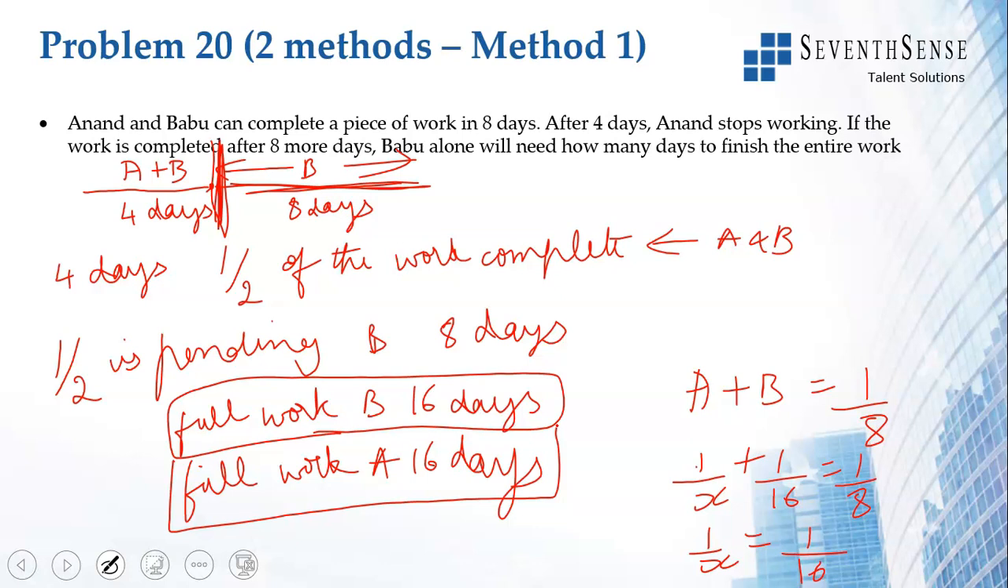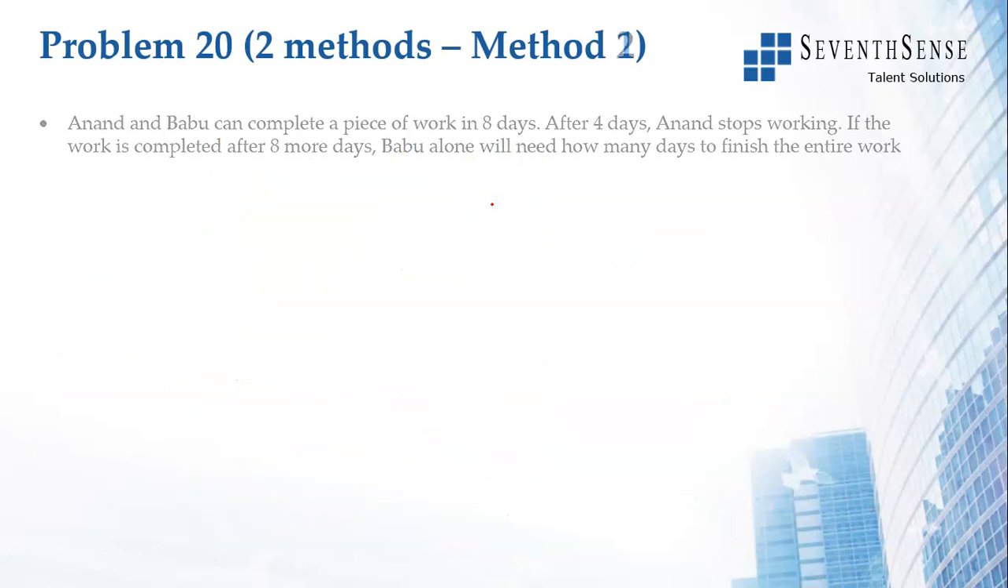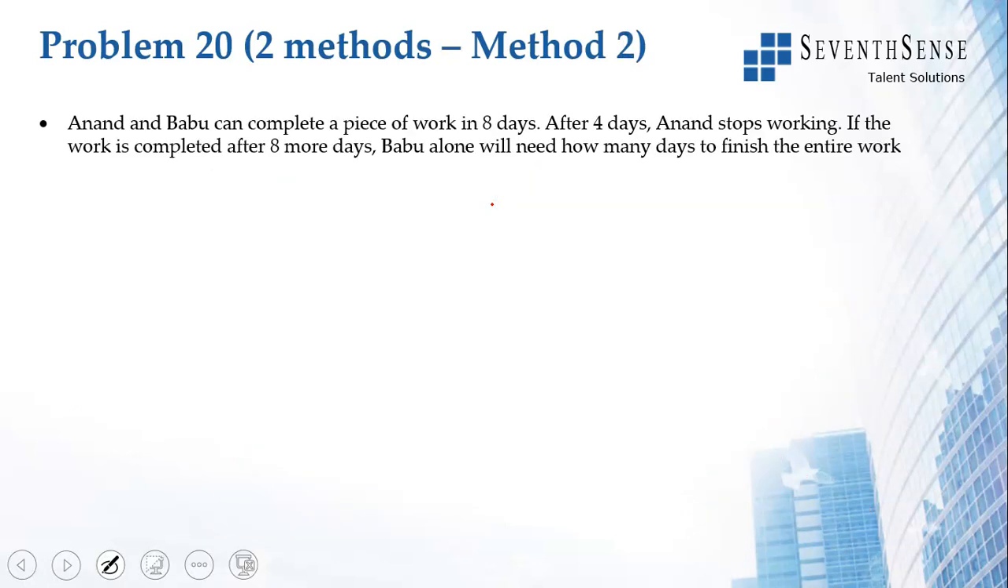Let's look at another example. We'll use this diagram and look at another method of solving this. For the first 4 days, I have A and B. The next 8 days, I have only B.